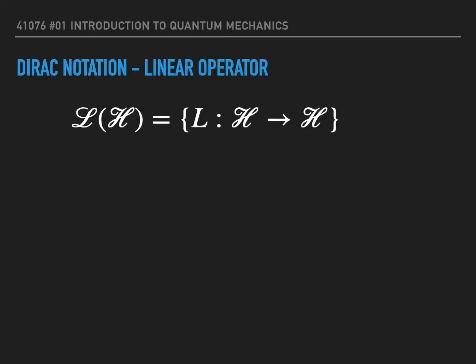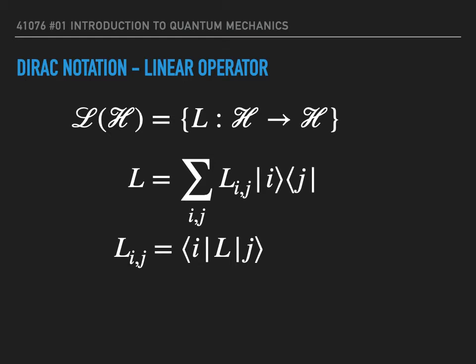Let L be a linear operator defined on the Hilbert space H. We will denote by curly L of H the collection of all linear operators in this subject. Equivalently, a linear operator has a matrix representation in a fixed basis. Here we are writing the linear operator L using the computational basis ij. Then the ijth element of L can be explicitly computed by sandwiching L by bra i and ket j.